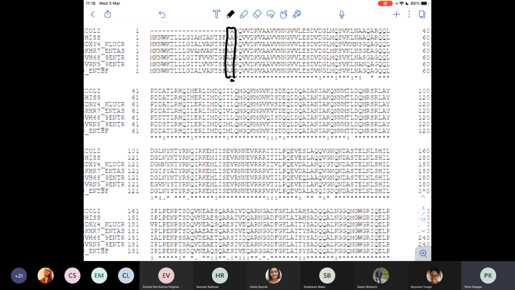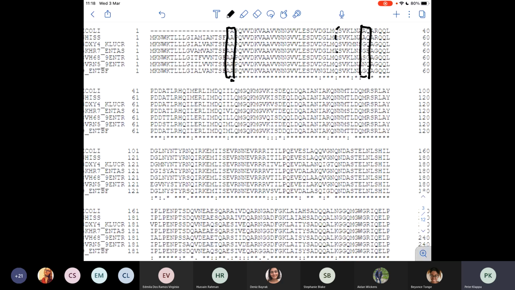Here, we find some conservative mismatches. So, for example, here we've got a Q and a K in different species. That means we have similar amino acid properties, but not identical ones. And here, for example, we have a region where it's pretty much random. It doesn't matter what the sequence is.